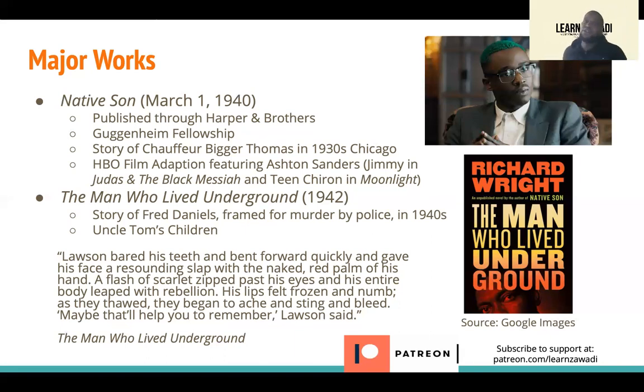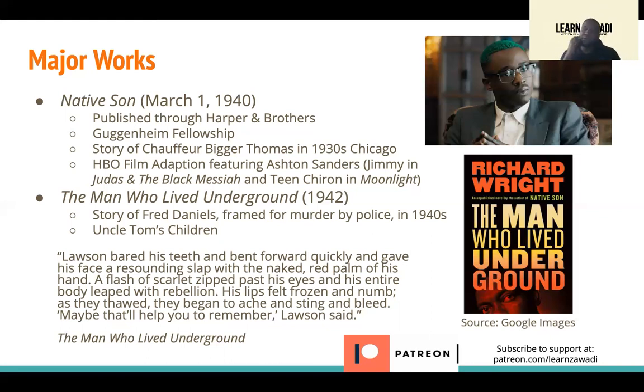Next up, we got The Man Who Lived Underground. This is the story of Fred Daniels, who was framed by police for the monstrous murder of some white women. As I stated, one theme with a lot of Black literary folk writers, such as Richard Wright, was capturing some of the dilemmas that Black folk find themselves in, particularly in his case, Black men navigating this world of white supremacy, Black families, Black youth, Black women, Black trans, etc. Trying to make sense of what it means to have these morals, values, and principles of a nation, yet the way you treat and enforce it is unfair.